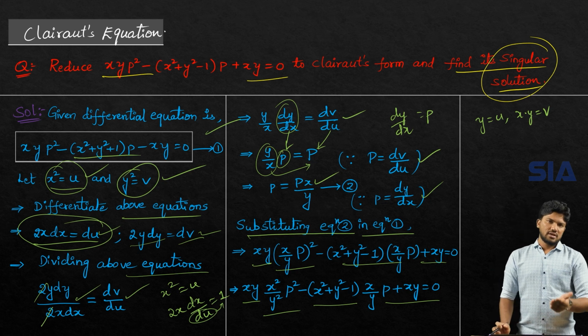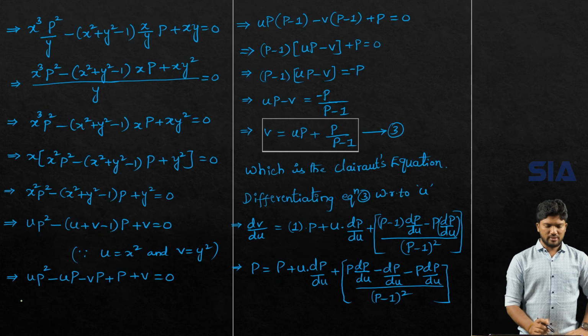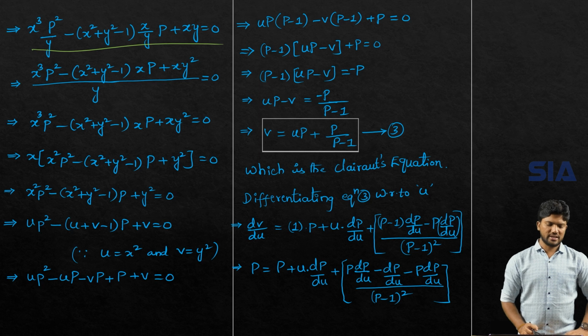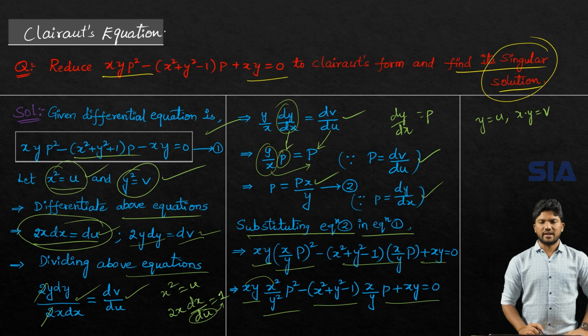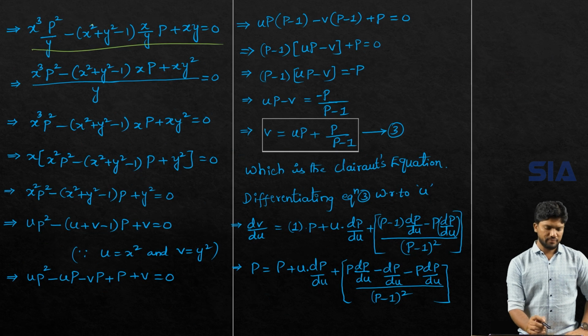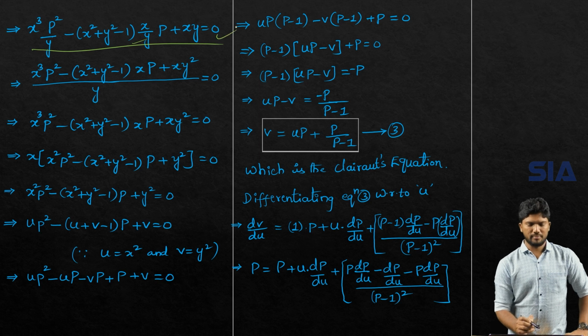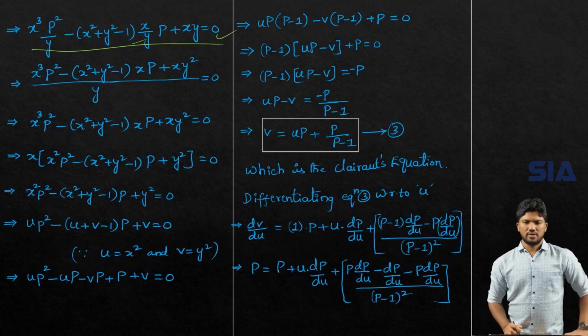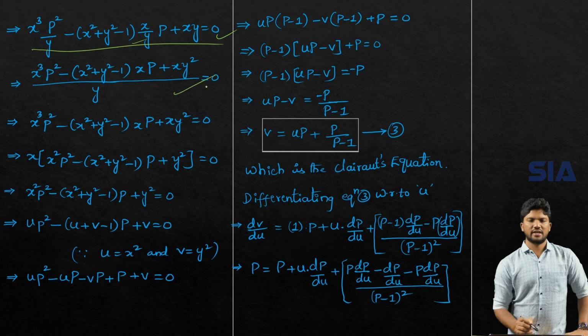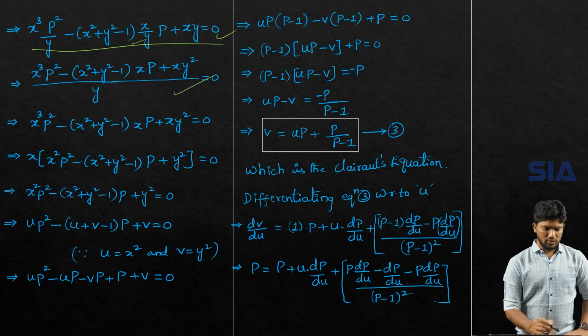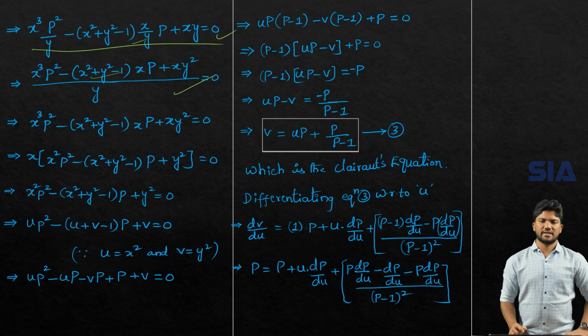We are just substituting the small p value in equation number 1 and simplifying. You will get x cube, since you have x into x square, and one y will get cancelled, so x cube by y into P square minus (x square plus y square minus 1) into x by y into capital P plus xy equal to 0. Now take y as the LCM on the left-hand side: x cube P square minus (x square plus y square minus 1) x P plus xy square equal to 0.